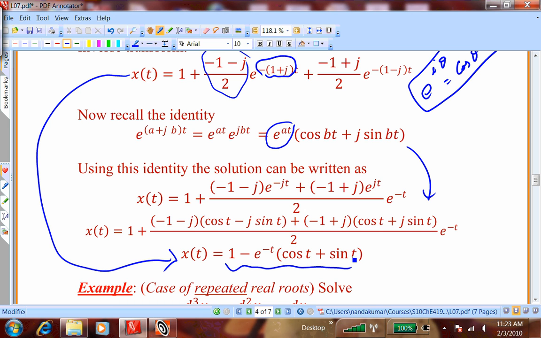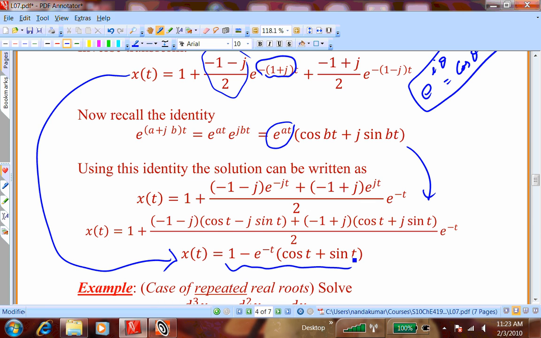Now the question that I'm asking you to interpret, this is where you need to develop the feeling for how the solution is going to be. Is it bounded or not? As t goes to infinity, what happens to x of t? X of t goes to 1. Okay, because the second term will drop out. So the solution is going to 1.